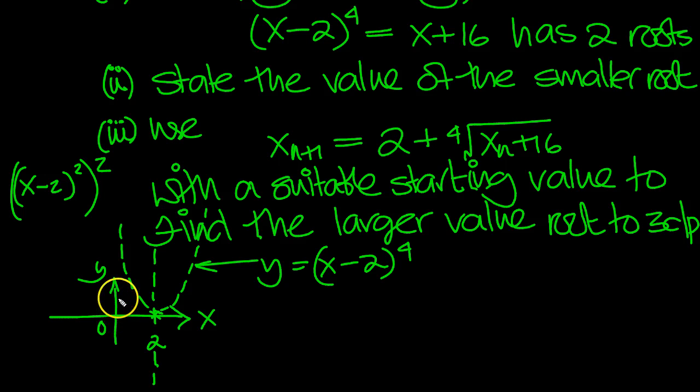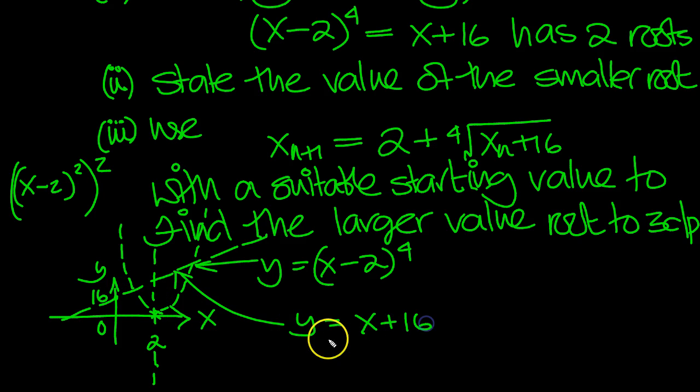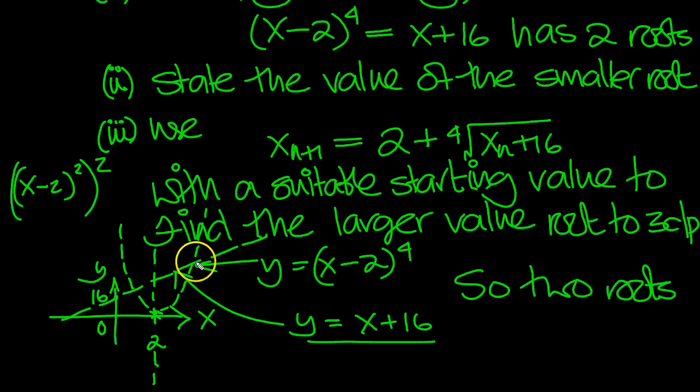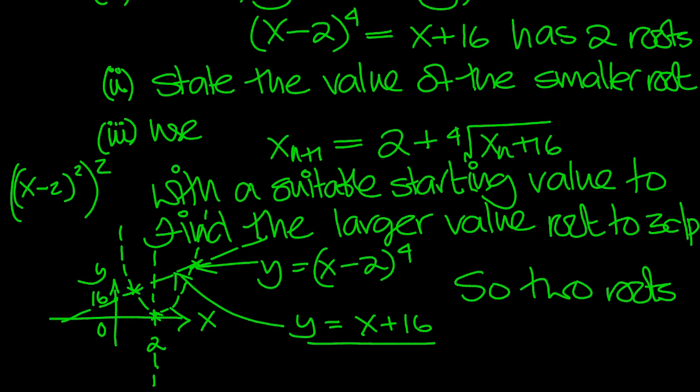Now the straight line, x + 16. So we're here at 16, and we've got a straight line that comes along here. I'm drawing it with dashed lines because it's easier with a digital pen. That line is y = x + 16. So we can see there are two roots, demonstrated here and here on the sketch.